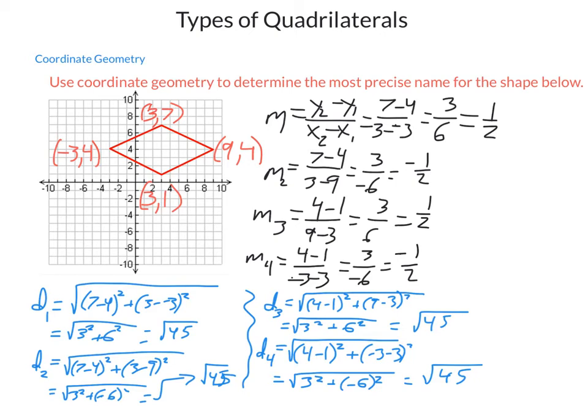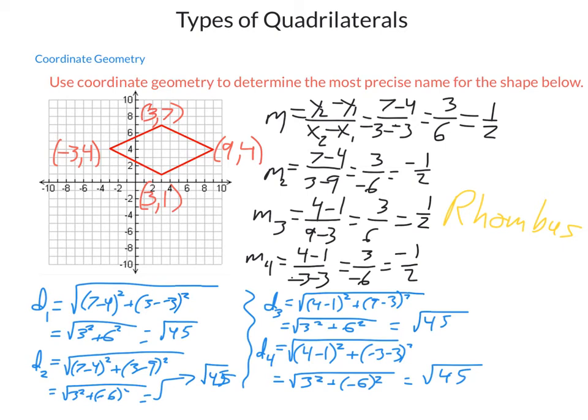So I have two sets of opposite parallel sides, and I have 4 congruent side lengths. So best definition for this is going to be that it is a rhombus. So that distance formula and our slope formulas are going to come in handy if we ever have items plotted on a graph in order to determine exactly what shape we can make.